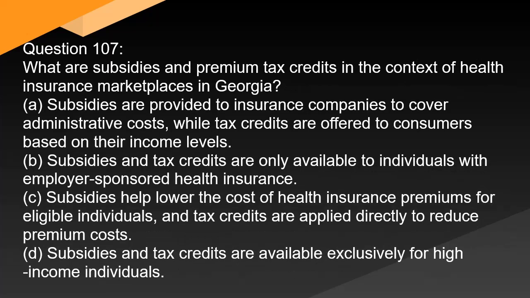Question 107. What are subsidies and premium tax credits in the context of health insurance marketplaces in Georgia? A. Subsidies are provided to insurance companies to cover administrative costs, while tax credits are offered to consumers based on their income levels. B. Subsidies and tax credits are only available to individuals with employer-sponsored health insurance. C. Subsidies help lower the cost of health insurance premiums for eligible individuals, and tax credits are applied directly to reduce premium costs. D. Subsidies and tax credits are available exclusively for high-income individuals.